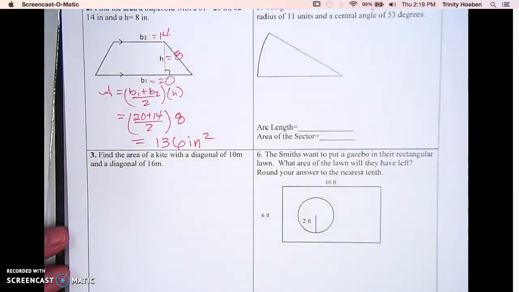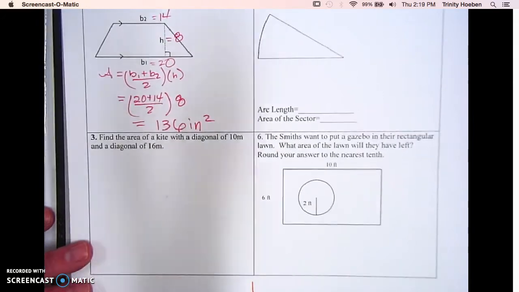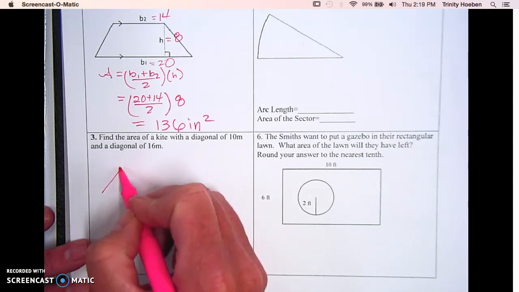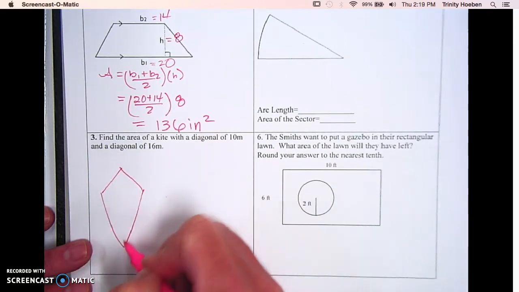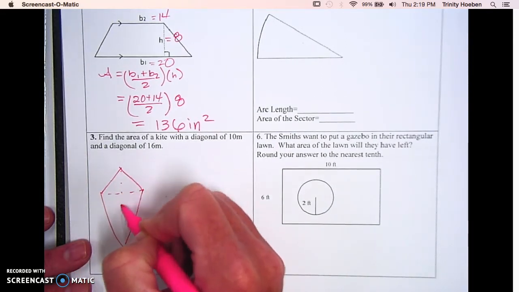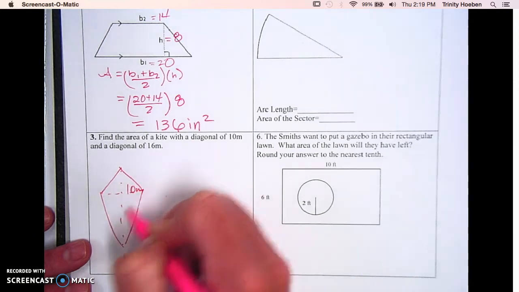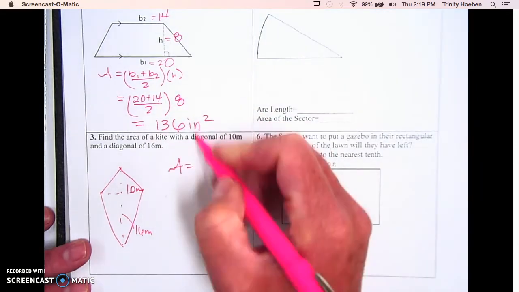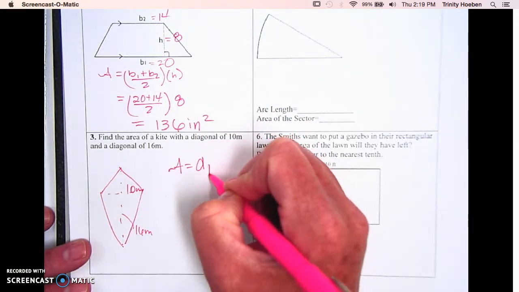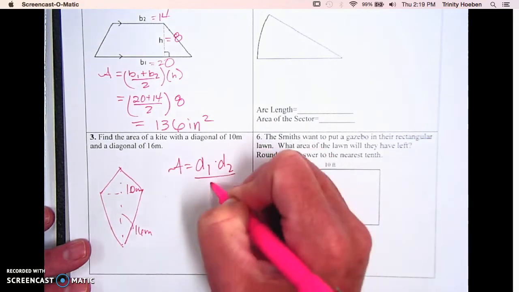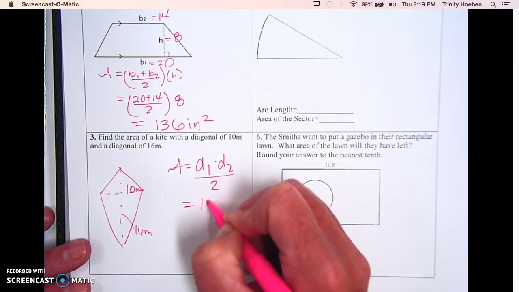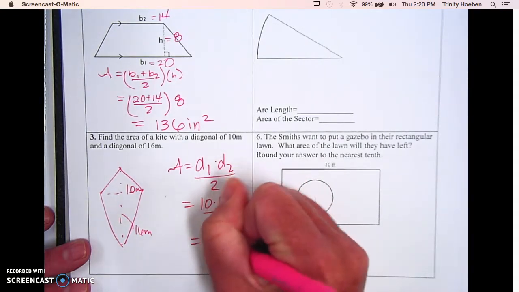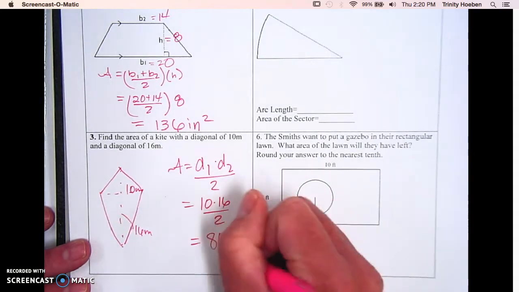Number 3, find the area of a kite with a diagonal of 10 meters and a diagonal of 16 meters. So if you want to sketch one real quick, basically looks like this. This one's 10 meters, this one's 16 meters. And the area formula for a kite is diagonal 1 times diagonal 2 divided by 2. So substitute in the 10 and the 16. Punch it in the calculator. I got 80, and this is in meters, so meters squared.